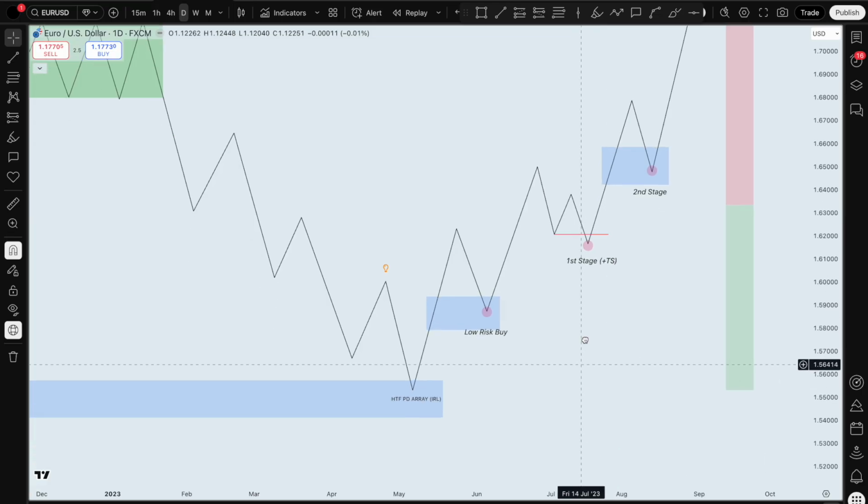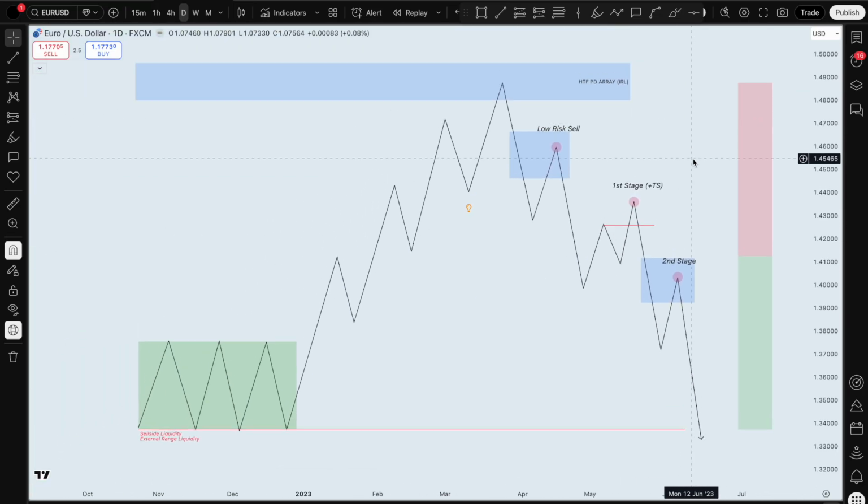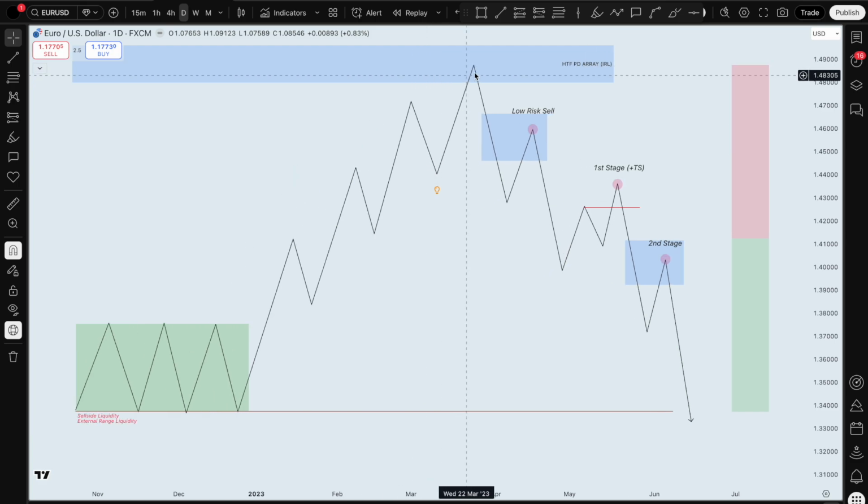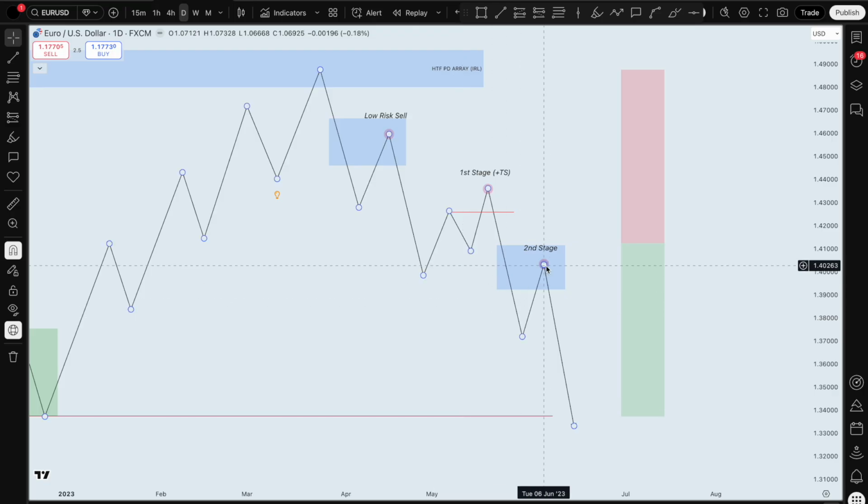So that's basically the same thing for a market maker sell model. You're gonna anchor your Fibonacci, okay, so your premium discount, on the smart money reversal to the external, and you can see that second stage is below equilibrium on a market maker sell model, okay? Huge displacement here, second stage below equilibrium.